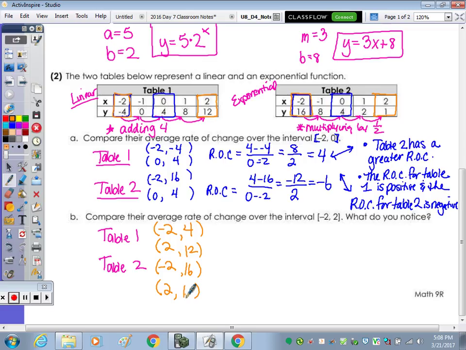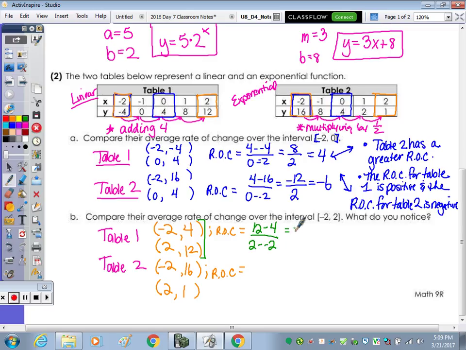So calculating the rate of change, we have rate of change equals. All right, let's write the fractions for each and simplify them all at the end. So, I actually don't need 4 rates of change. I only need 2. Oops, let's get rid of that. I got a little carried away with the rate of change because we're looking at the rate of change for these 2 points. So y2 minus y1 would be 12 minus 4 over 2 minus negative 2.